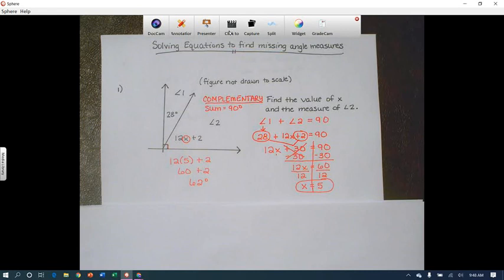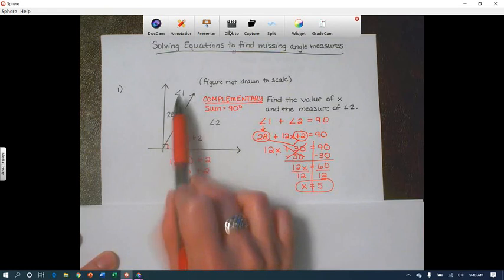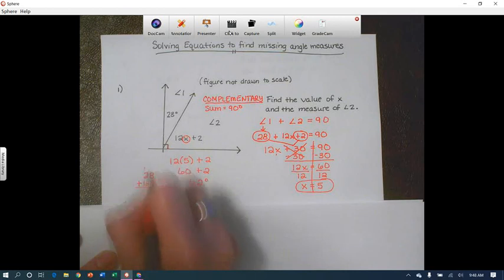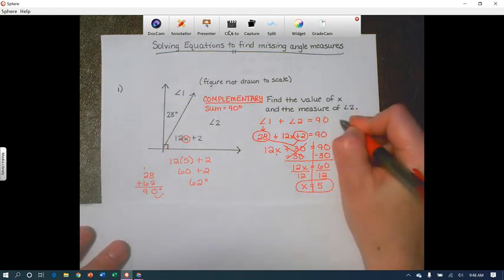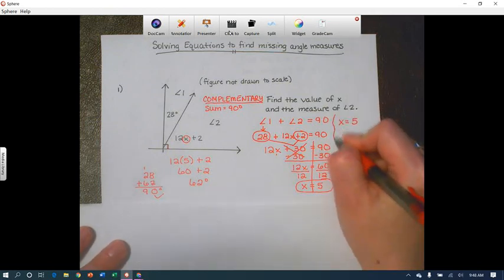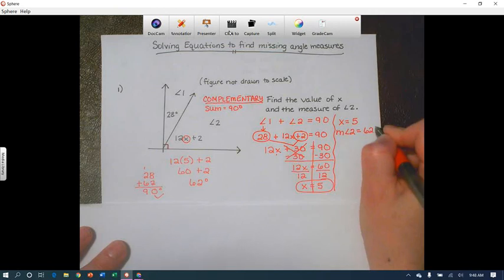Well, let me make sure. So if I'm saying that angle 2 is 62 degrees and angle 1 is 28 degrees, let me make sure that they add up to 90 degrees. Do that check step. They do in fact add up to 90 degrees. So what we can say over here is that x is equal to 5 and the measure of angle 2 is equal to 62 degrees.